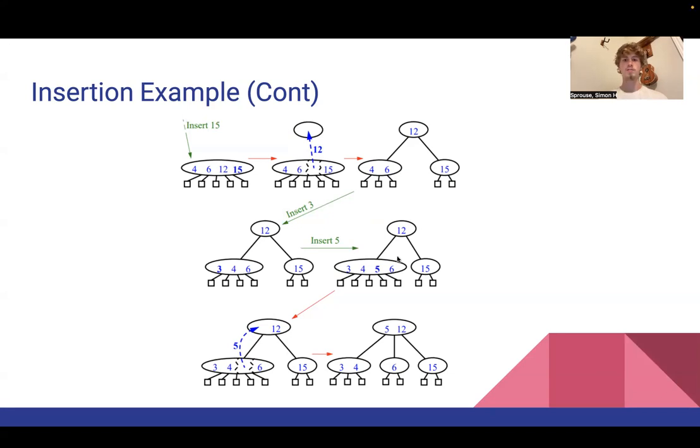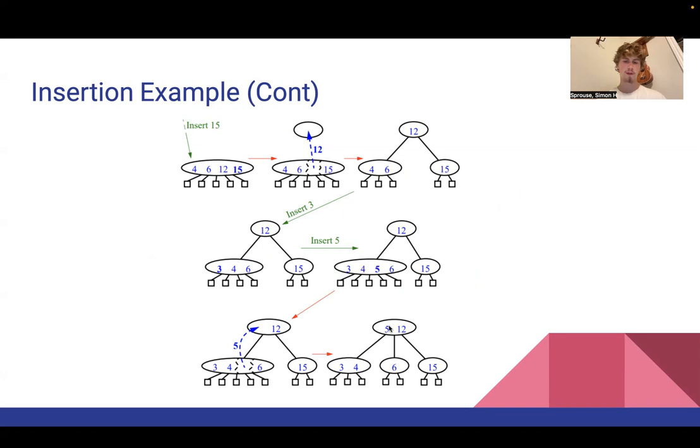Insert 5. You can see once again we have a violation. The way that we deal with that violation is we take the 3rd element and promote it to the next level. So in this case, the 3rd element here would be 5. We promote it to this level. And then as you can see, this is where the subcategories start to make a little bit of sense, right?